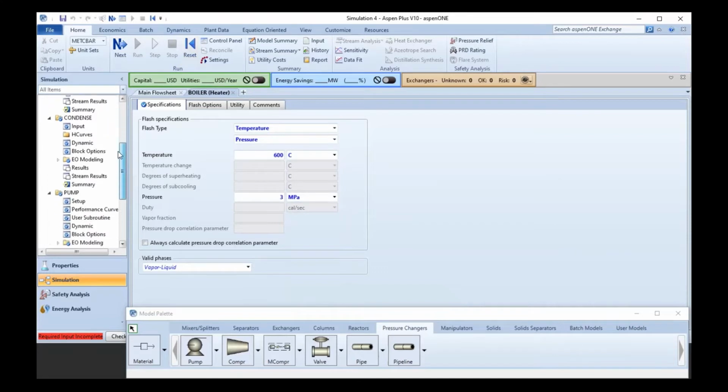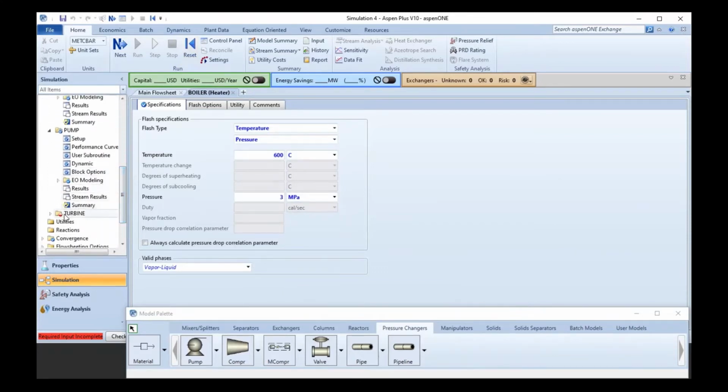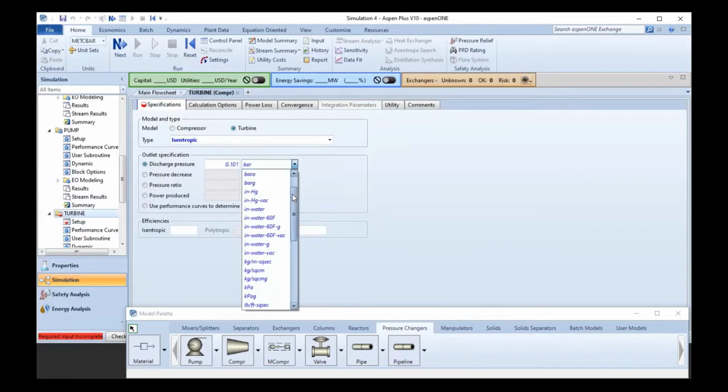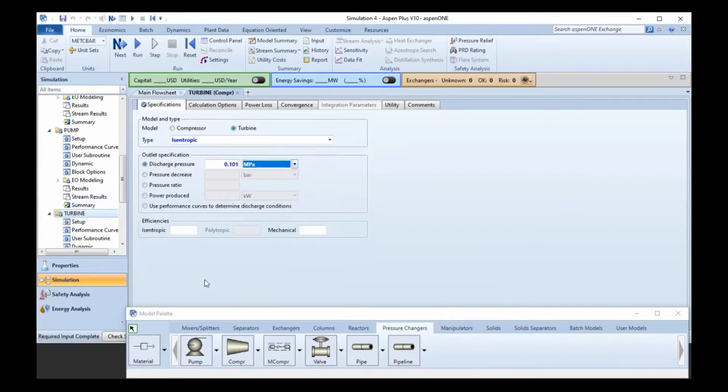Then we will go to the turbine. For model, we'll change this from compressor to turbine, and the type will select isentropic. And then for the discharge pressure, we will input 0.101 megapascals, which again was found from a steam table, and this is atmospheric pressure. And then we'll assume the isentropic efficiency to be 1.